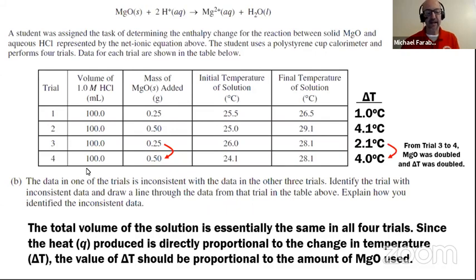Now going from trial 1 to 2, they also doubled the amount of MgO, and yet the delta T has changed fourfold from 1 to 4. Okay, so something is probably wrong with either trial 1 or trial 2.